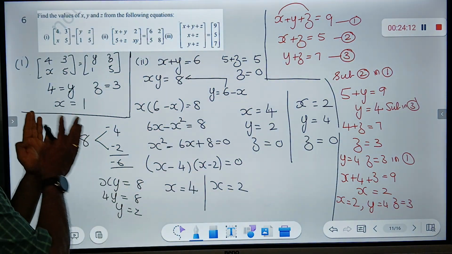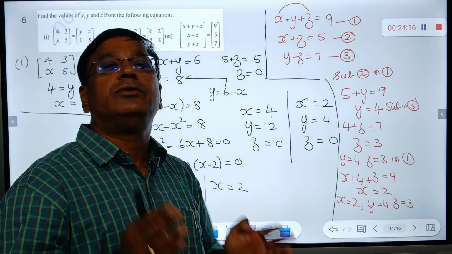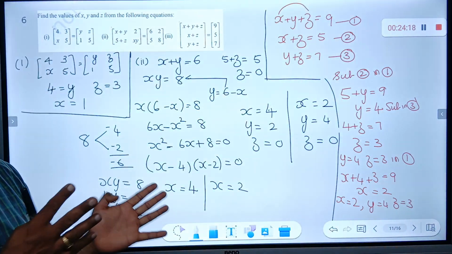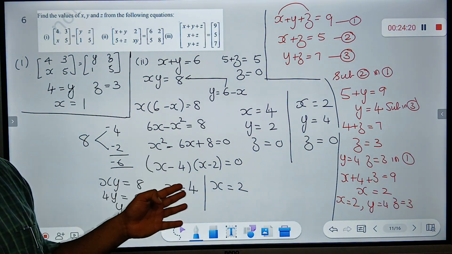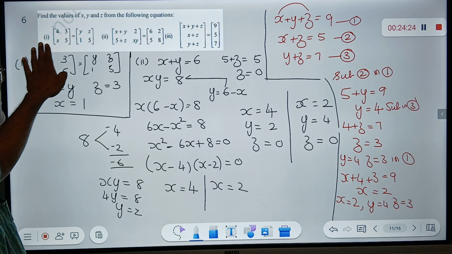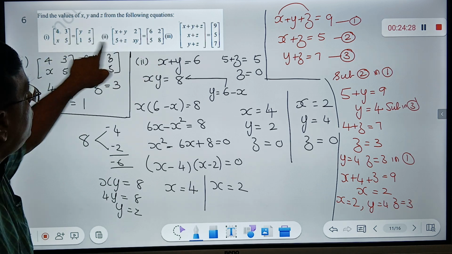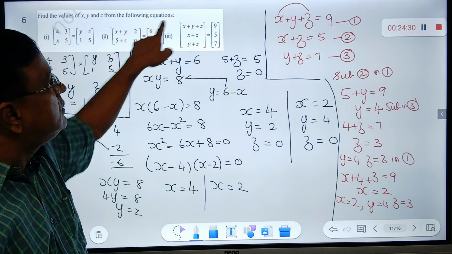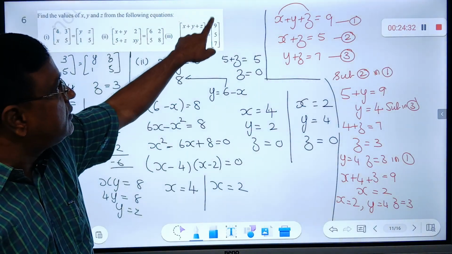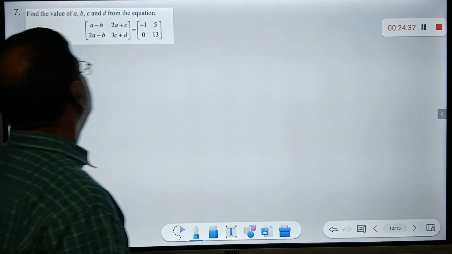Now please understand, all that I used here is what we learned in the previous video, that is equality of 2 matrices. 2 matrices are said to be equal if they are of the same order and their corresponding elements are equal. That is exactly what I did. See, this is a 2 by 2 matrix. These two are 2 by 2 matrices. This is a 3 by 1 matrix. Okay, let's go to the next question.